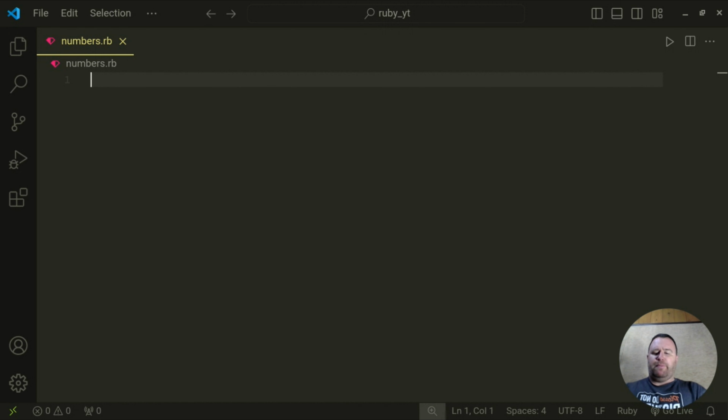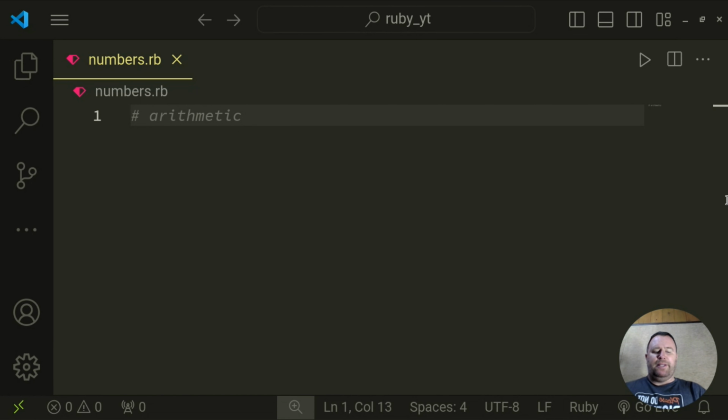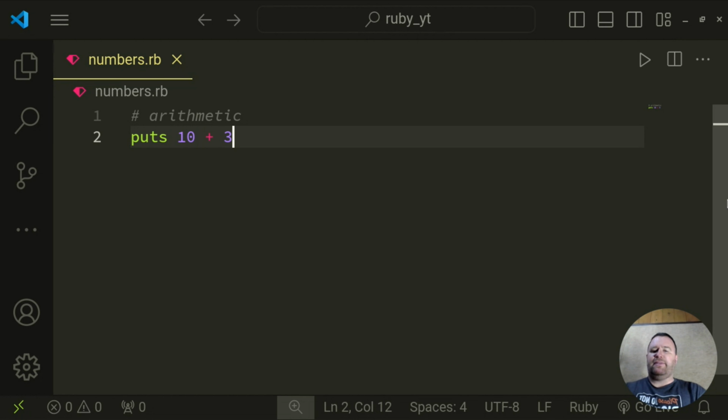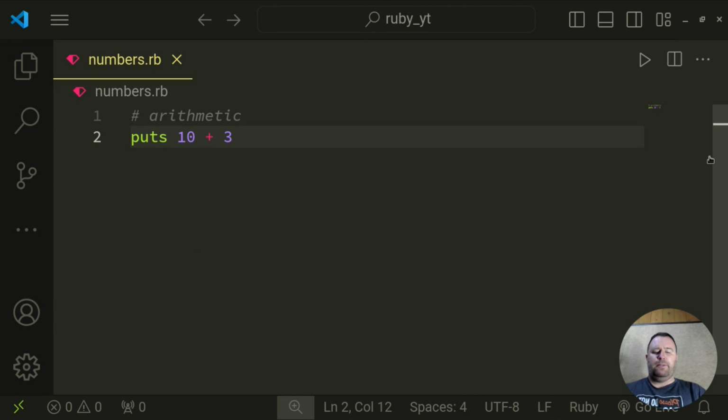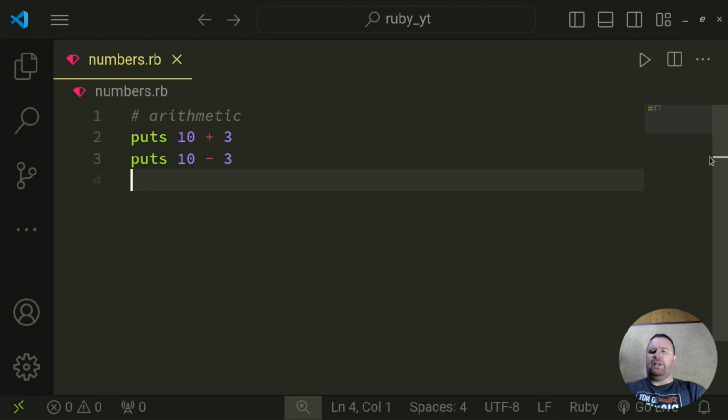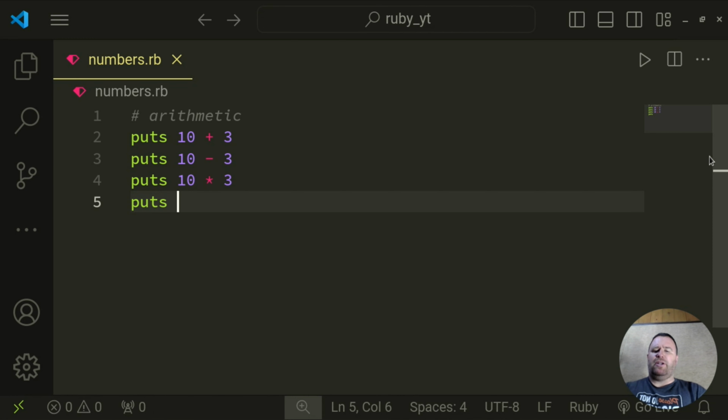So let's start with some basic arithmetic. I'm going to do a hashtag here for a comment, and let's talk about some arithmetic. Maybe I'll make this a little bit larger for you, okay? All right, so we can do something like puts, and then some simple math, 10 plus 3. If we do that, we get 13 here. Pretty straightforward. We can do subtraction, 10 minus 3. We can do multiplication, 10 times 3. And then when we get to division, if we do 10 slash 3, well, let's see what happens.